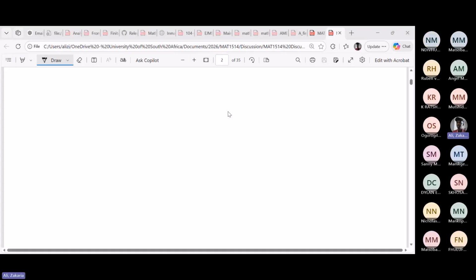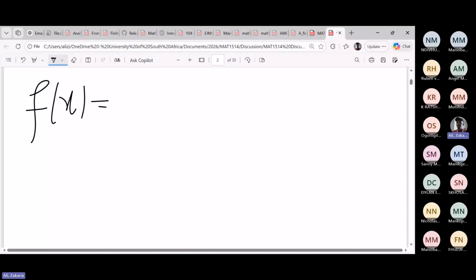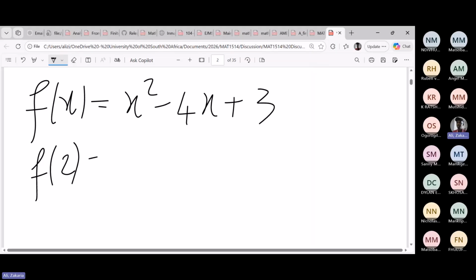Okay. So now what we do is we're going to start looking at, let's say, some quadratic functions. Let's say you are given a function f of x given by, let's say, x squared minus 4x plus 3. So this is what usually you guys call a quadratic function. If you are asked to evaluate, let's say, f of 2, what will you do? We substitute 2 where x is.